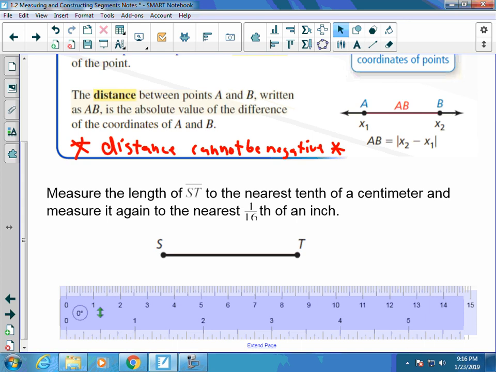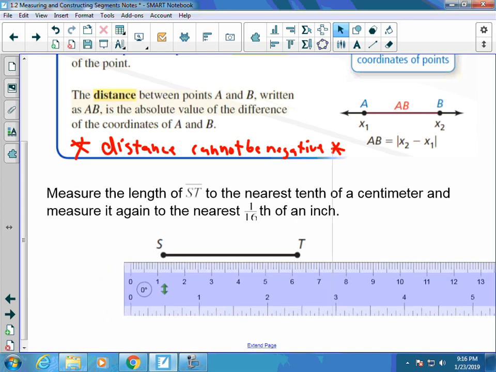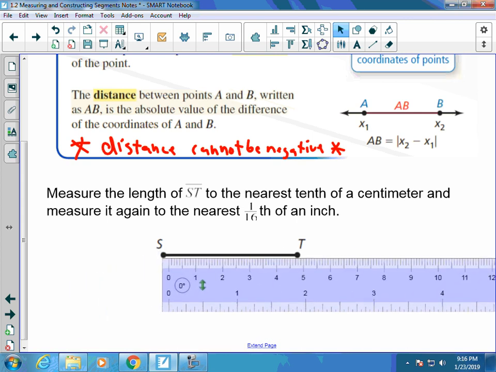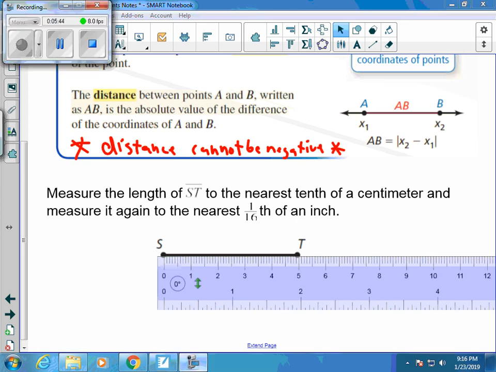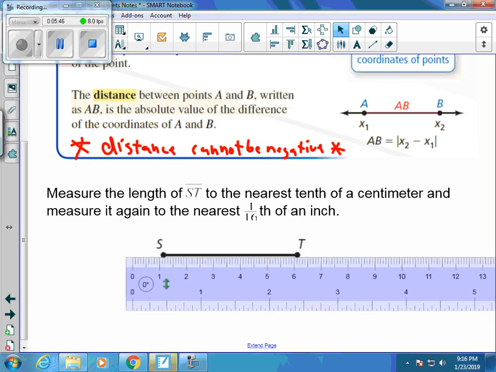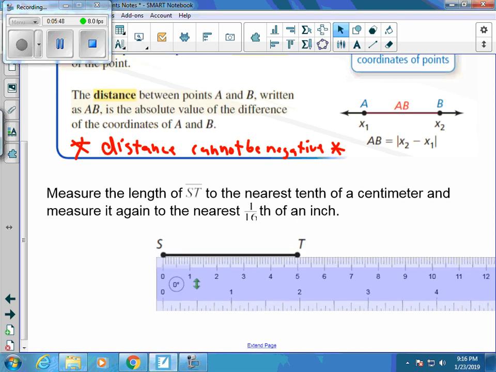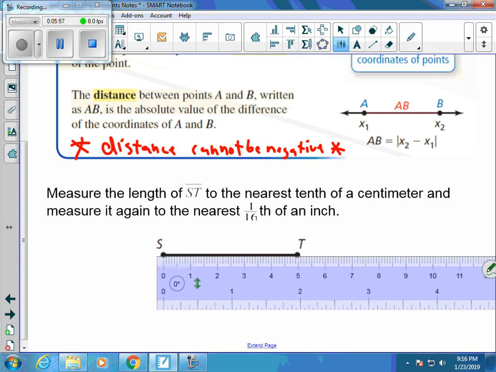Okay, so if I want to measure this to the nearest tenth of a centimeter, I'm going to take the metric portion. I'm going to slide this over and put the 0 right there at the end. I'm going to have to pause the video and turn the snaps off. Let's try that again. No, my ruler doesn't snap. I'm going to place the ruler right on the end and measure all the way down. In this case, it looks like this is exactly 5 centimeters.